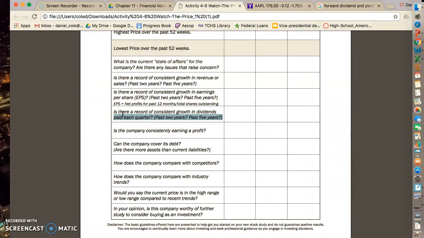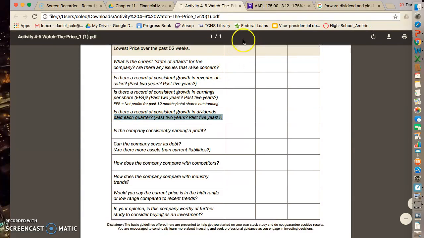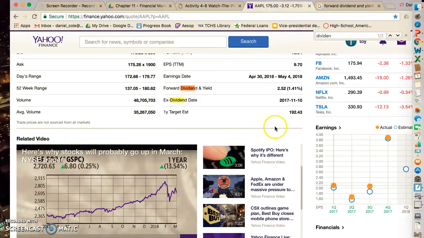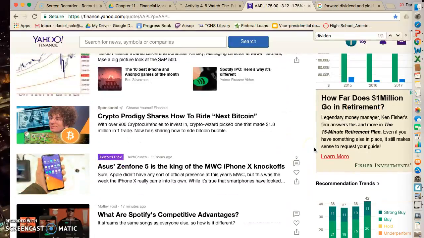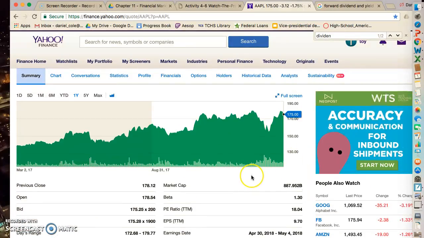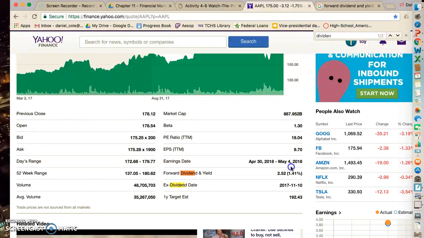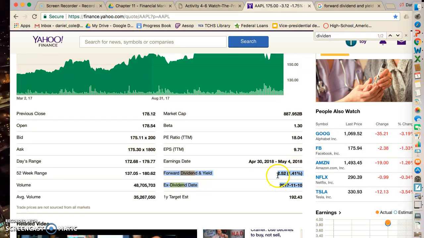Alrighty guys, so the next one on here, is there a record of consistent growth in dividends paid each quarter? Now, to find this one, a little bit trickier. Yahoo Finance, at least what I'm familiar with, doesn't necessarily have the dividend per quarter. But they do show down here if the company is paying dividends and what that expected amount is. So here are their dividend estimations. The prediction here from Yahoo Finance is that Apple will pay $2.52 in dividends for each share that you own, if you own a share that pays off dividends.